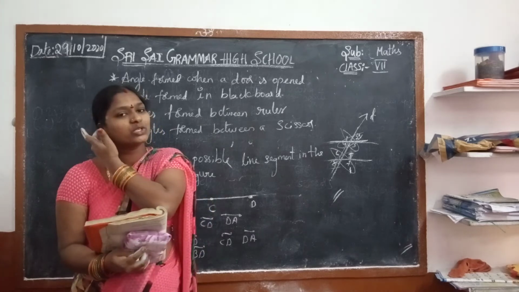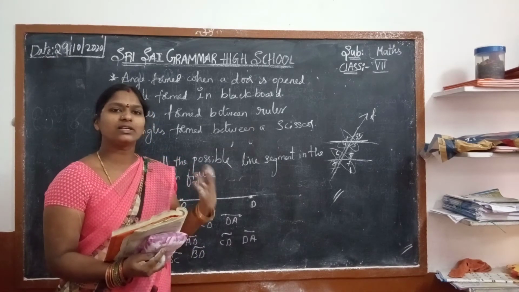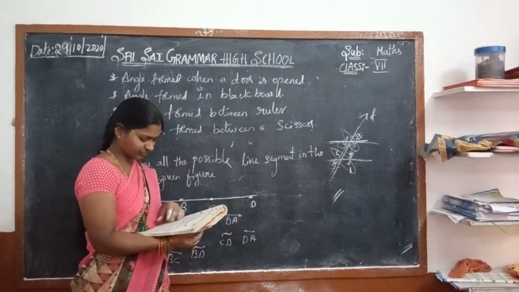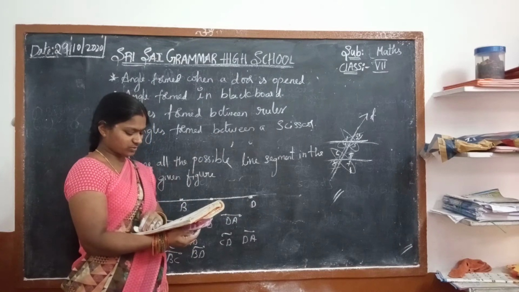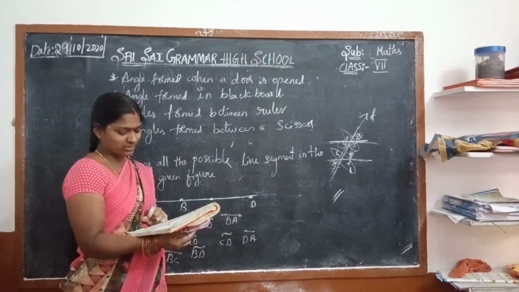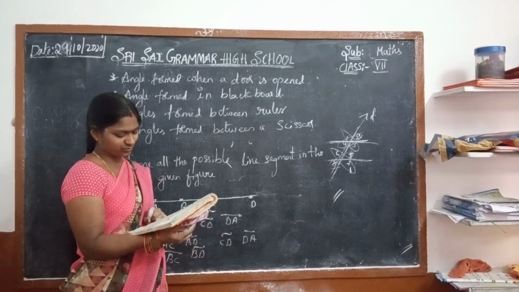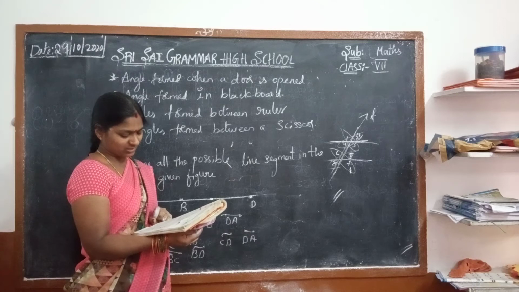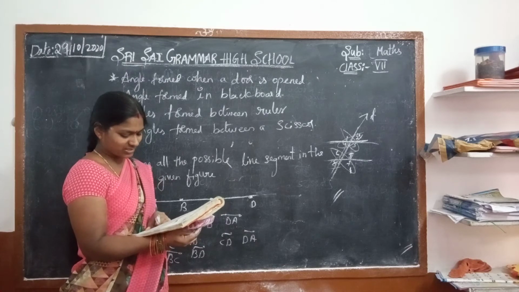How to observe the angles formed in our daily life. Now, name all possible angles you can find in the following figure. See, they have given such a figure. From that we have to find what are acute angle, right angle, obtuse angle and straight lines.